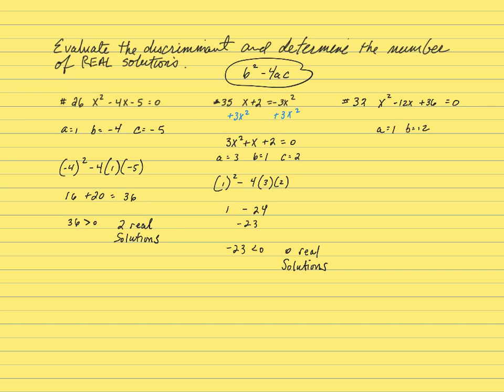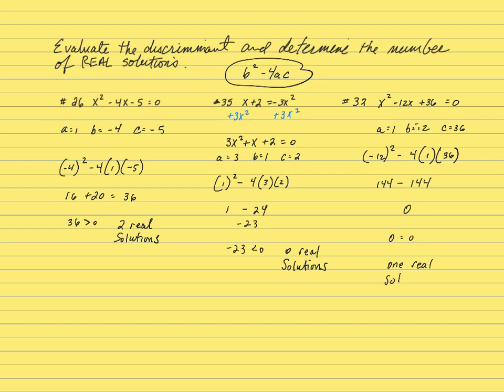And then if we go over here to number 32, x squared minus 12x plus 36 equals 0. A is 1, b is 12. Actually, b is negative 12, and c is 36. So filling in my discriminant, negative 12 squared minus 4 times 1 times 36 ends up giving me 144 minus 144. And that is going to come to 0, and the square root of 0 is 0, so that is one solution. So when my discriminant equals 0, I have one real solution.